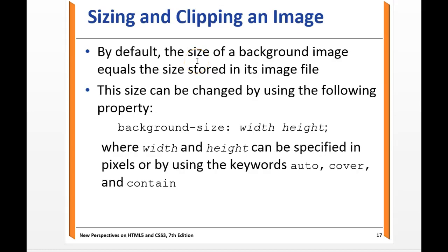How about the size of the background image? By default, the size of the background image is equal to the size stored in the image file. We can change this by using background dash size, width, and height. The width and height can be used as percentage, or as pixels. So for example, you can put background size 300px and 200px. You can put it by pixel, or you can also use the keywords auto, cover, and contain.